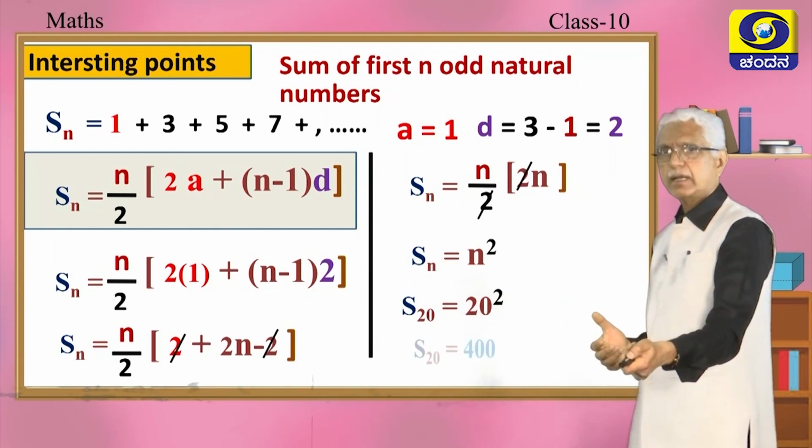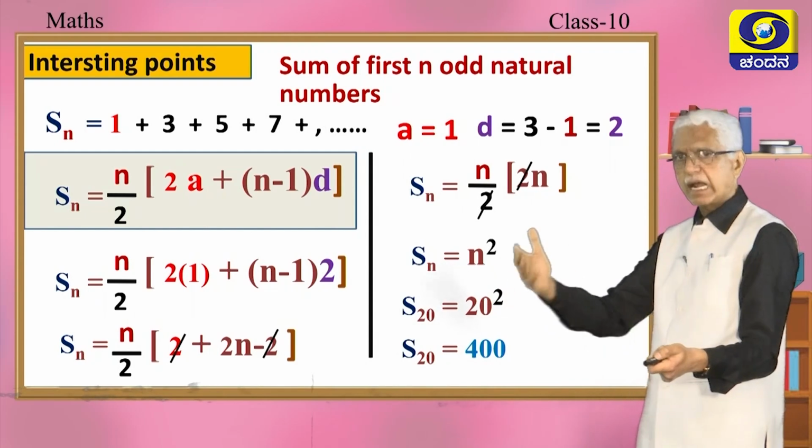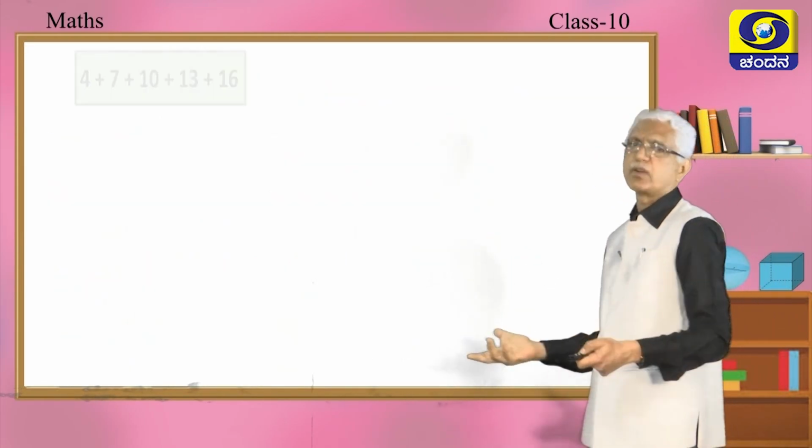20 square, correct? What is the sum of the first 20 odd natural numbers? 20 square, which is nothing but 400.